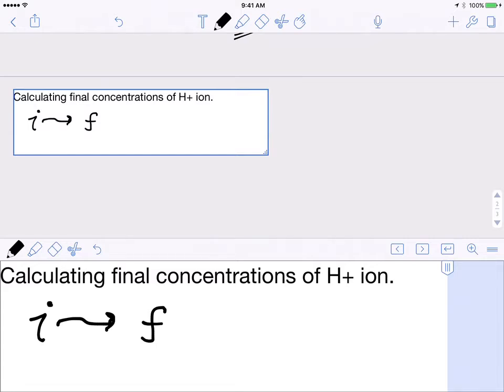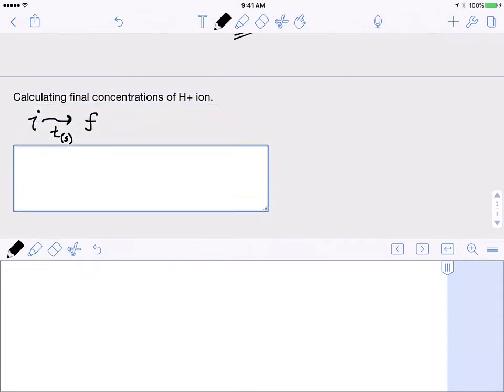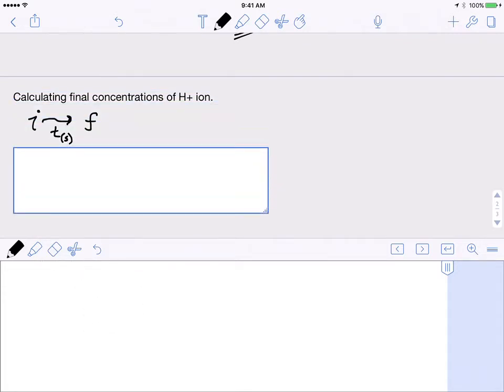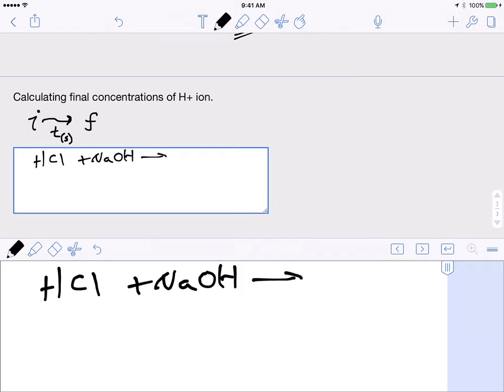Now, this amount of time in between, the lowercase t, this can be in seconds, this can be in hours, whatever. We'll talk about that later on in the next chapter called kinetics. So, let's get started. Here's a quick example. HCl plus NaOH. Now, what does this equal?